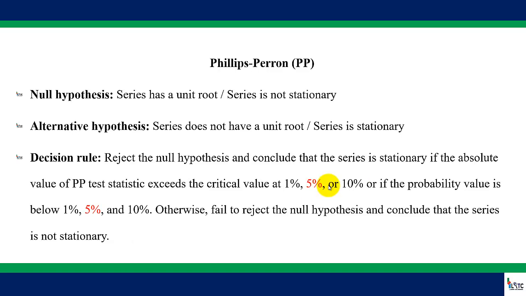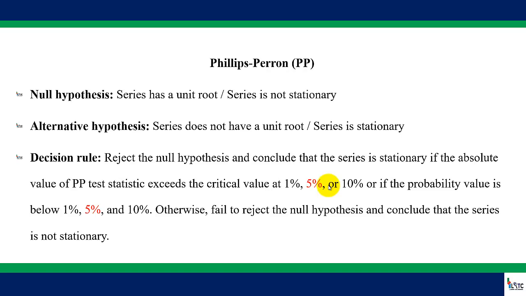Now let us go to the Phillips-Perron unit root test. Now look at it. The null hypothesis is the same. The alternate hypothesis is the same, as well as the decision rule. In other words, there is no difference between the conditions for using ADF and PP. The only difference that comes in is in the equation specification.